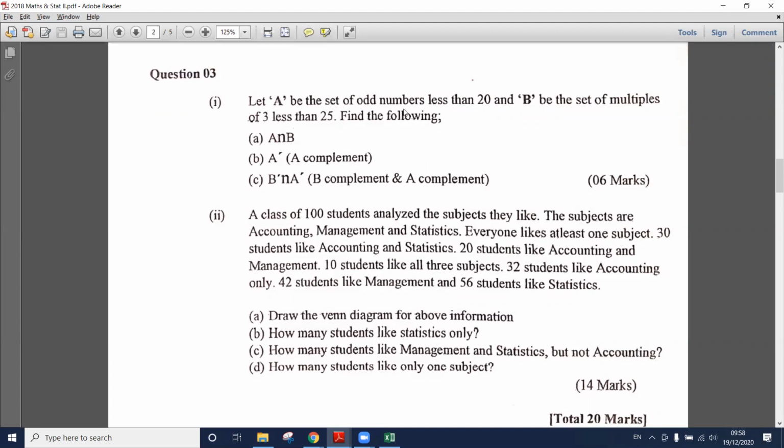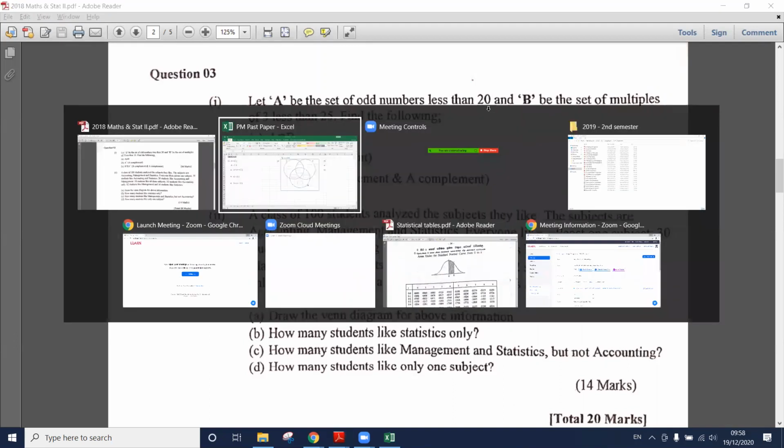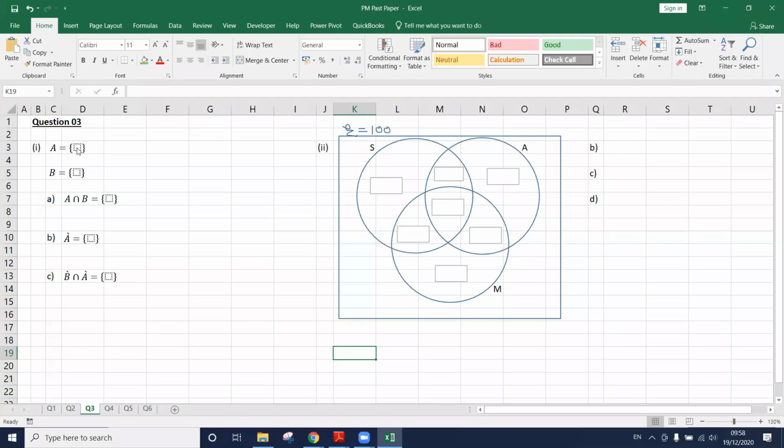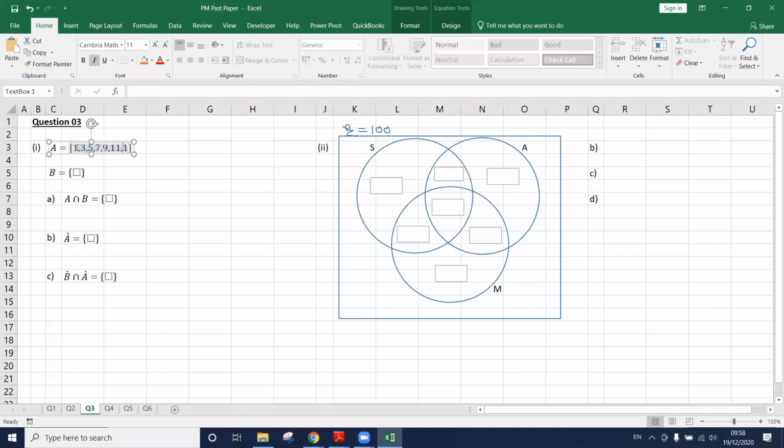Let A be the set of odd numbers less than 20. Now, what should set A show? Odd numbers less than 20. It must be an odd number, and it must be less than 20. So what are those values? 1, 3, 5, 7, 9, 11, 13, 15, 17, 19, right? These values. This is our set A.